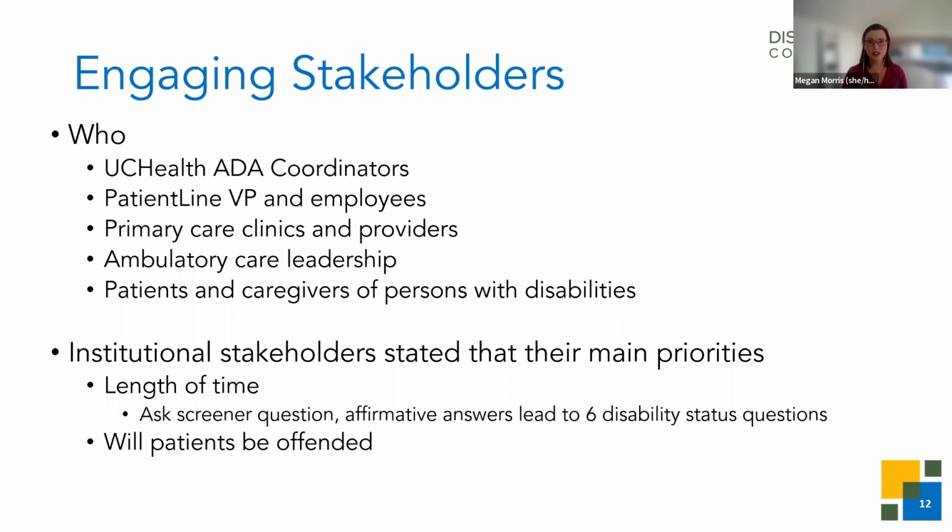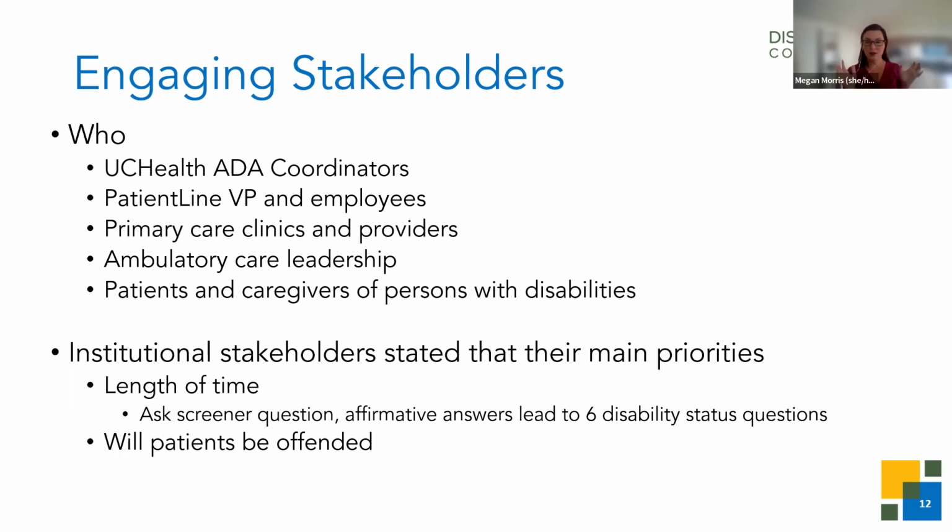And what we found was that our institutional stakeholders, primarily those who were involved in the healthcare system, stated that one of their main priorities for documentation of disability status was really the length of time that the questions would take. Patient Line, our registration center, their main metric was how quick their call times were. And so there were concerns about asking this series of questions and how much time it would take and add to the calls. Because of this, we somewhat adapted our study design.